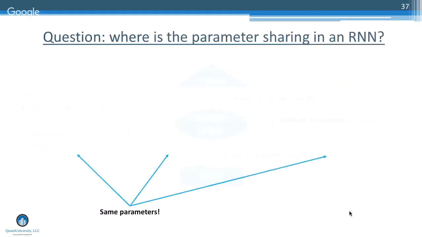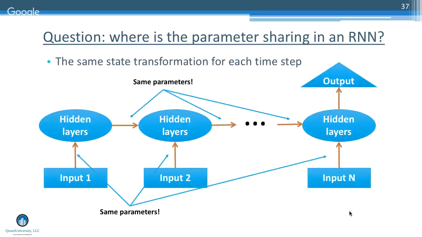So this is where I screwed up the order of my animations. But right, same parameters at every step. And yeah, only one directional, one step arrows.